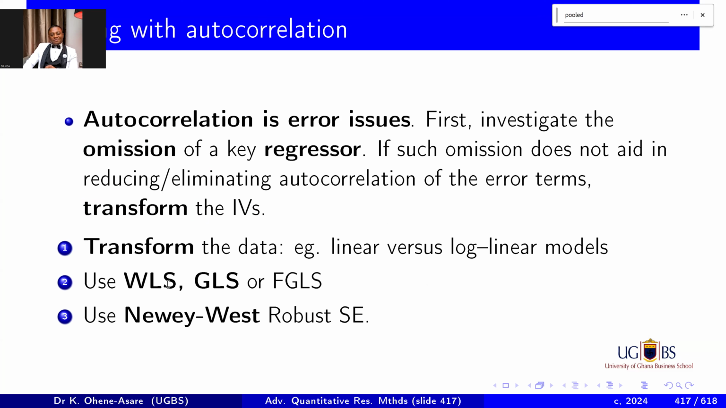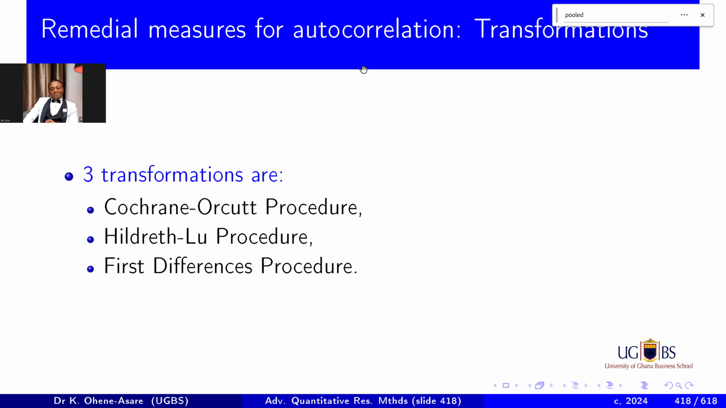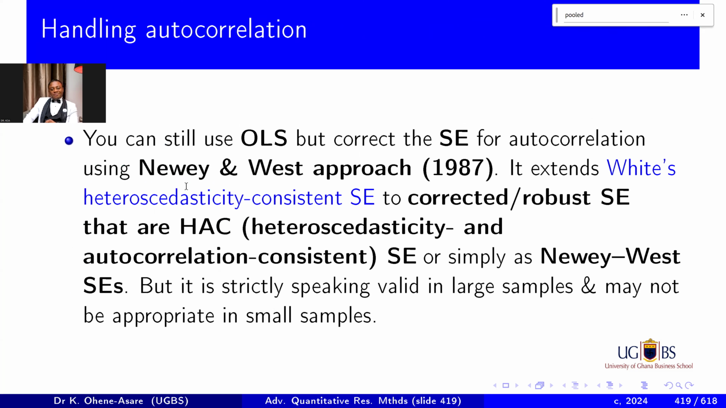You can also use the weighted least squares and then the GLS, which we did for the heteroscedasticity. And we already know that we use Newey-West, which was controlling for both heteroscedasticity and autocorrelation, so you can use the same Newey-West to handle both at the same time. The measures for autocorrelation, the transformational measures, are other transformations you can use. One of them is the Cochrane-Orcutt procedure, the Hildreth-Lu procedure, and the first differences procedure. You should learn some of these things on your own if you have to correct for possible autocorrelation.